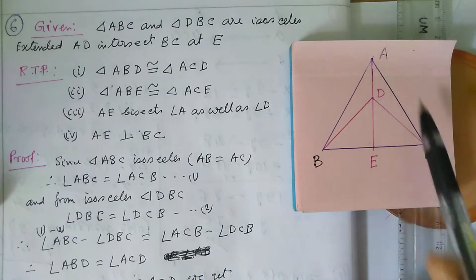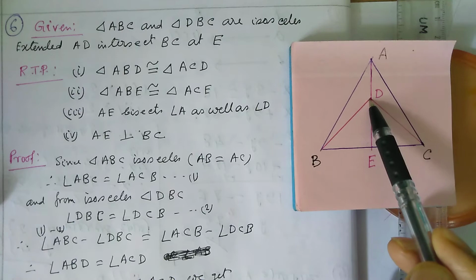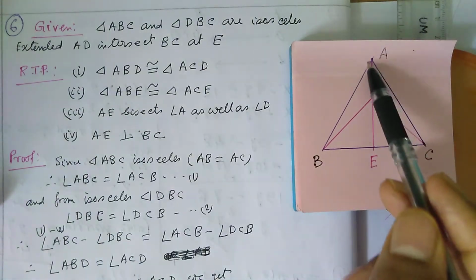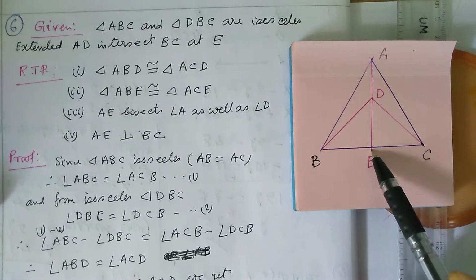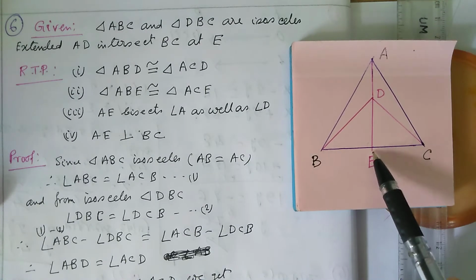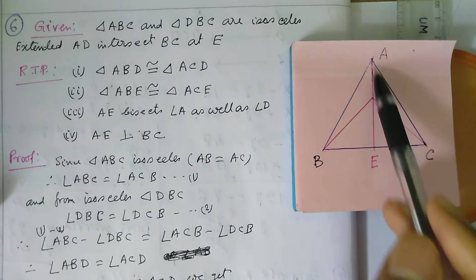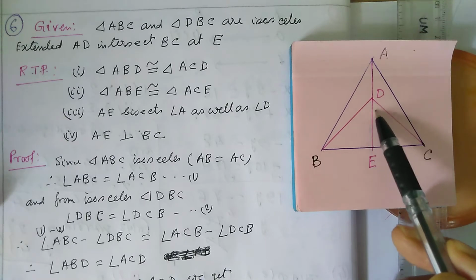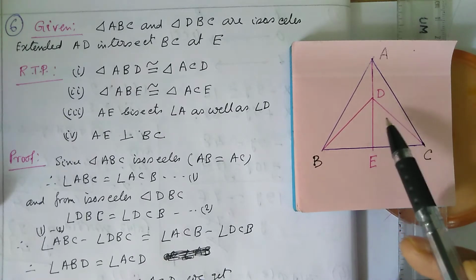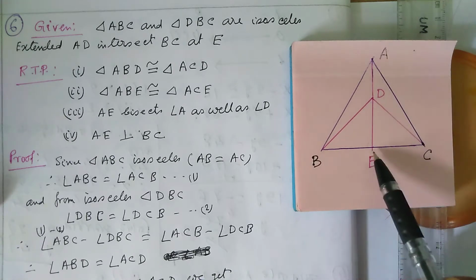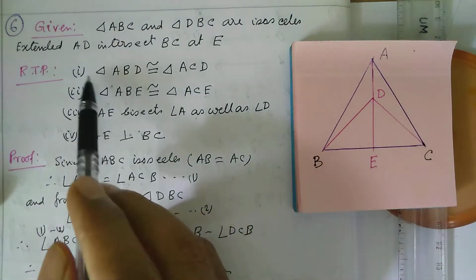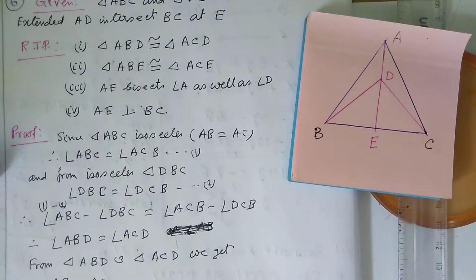congruence with ACD. Second, triangle ABE congruence with ACE. Third, AE bisects angle A as well as angle D. Fourth, AE perpendicular to BC. There are 4 proofs we have to do.